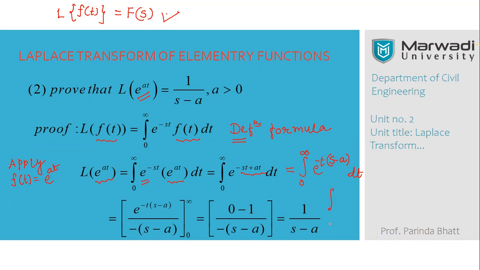Again, e raised to minus infinity. Therefore, 1 by e power infinity. Therefore, 1 by infinity, and this is 0, right, for the upper limit. And for the lower limit, e power 0 is 1, right? E power 0 is 1. And this minus minus plus 1. Everyone clear this formula?